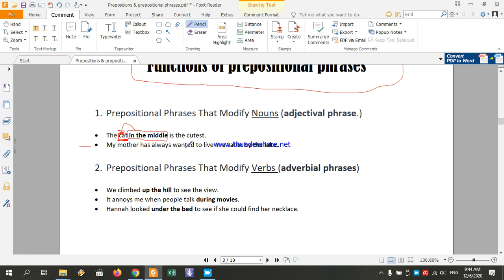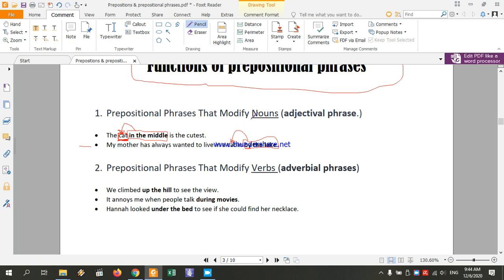Another example: my mother has always wanted to live in a cabin by the lake. By the lake is a prepositional phrase. What's it used for? It's used to describe or modify the word cabin, which is a noun. It tells us that my mother wants to live not just in a regular or random cabin, but in a cabin situated near a lake. It has to be situated next to a lake. This is very good.